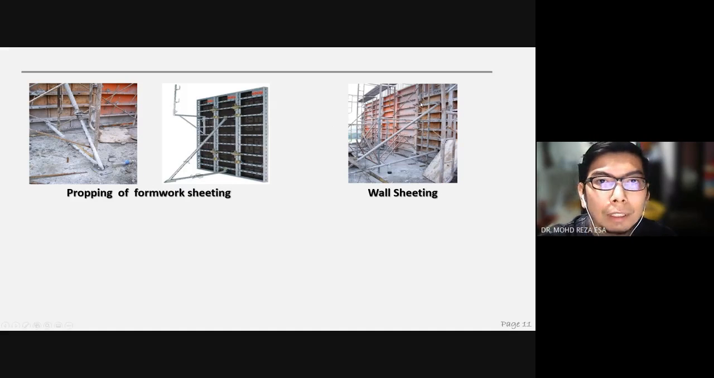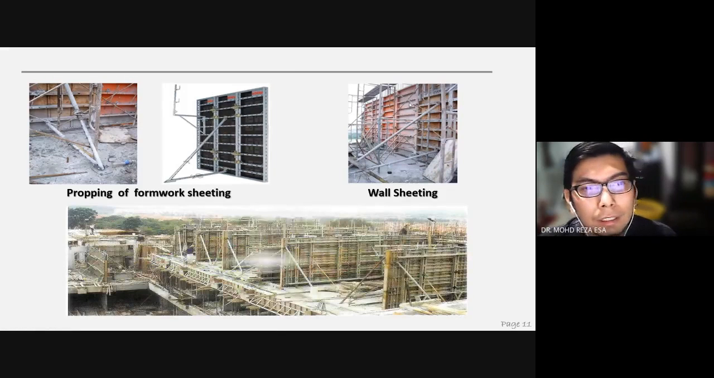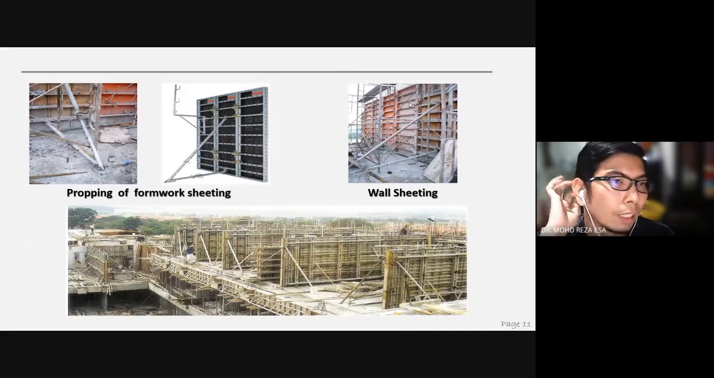And then kita akan pasang wall sheeting dia. Ini kita panggil wall sheeting atau panel dia. Ini some of the scenarios of using formwork system in your construction projects. Using reusable, dalam case ni biasanya kita gunakan steel formwork.